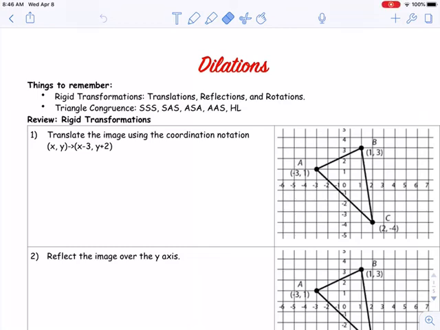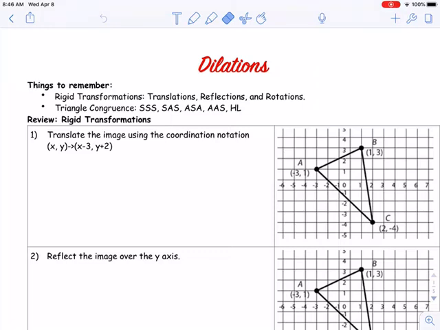Starting a new unit. This unit is called Dilations and Similarity. Little spoiler alert, dilation, you might have heard that word before. It's when you make something smaller or bigger, reduction or enlargement. And similarity is when something's similar. But we've got to review some stuff first.